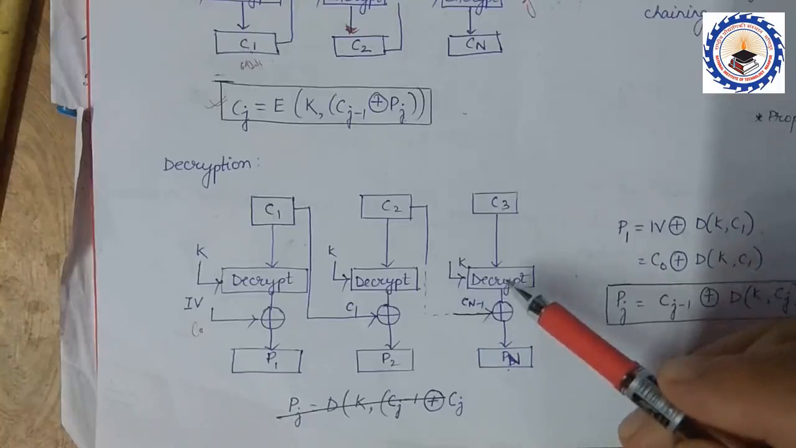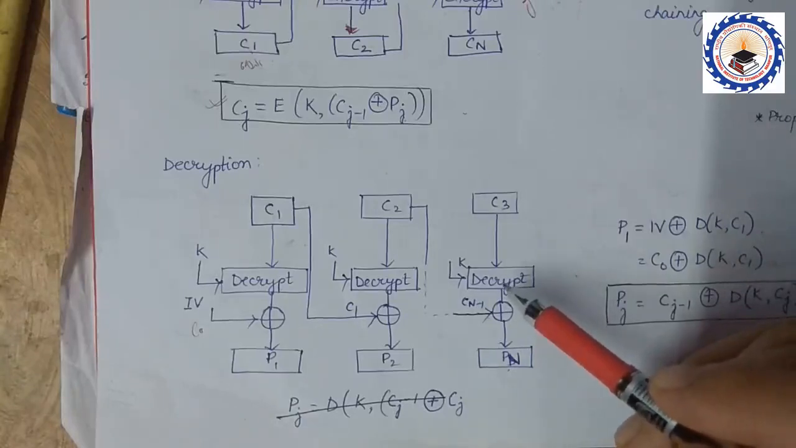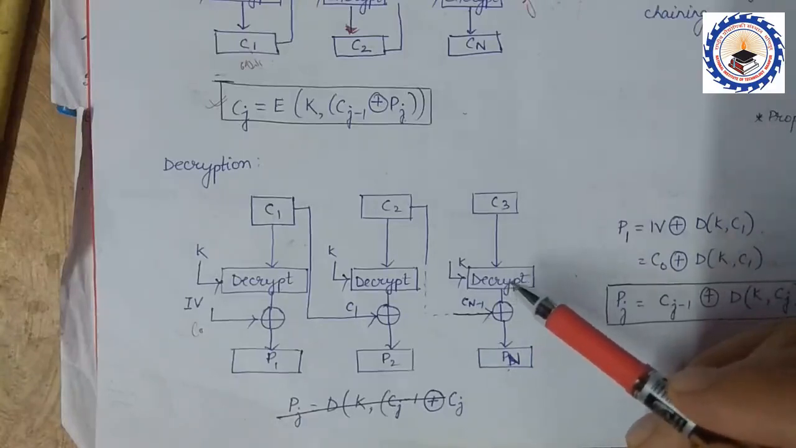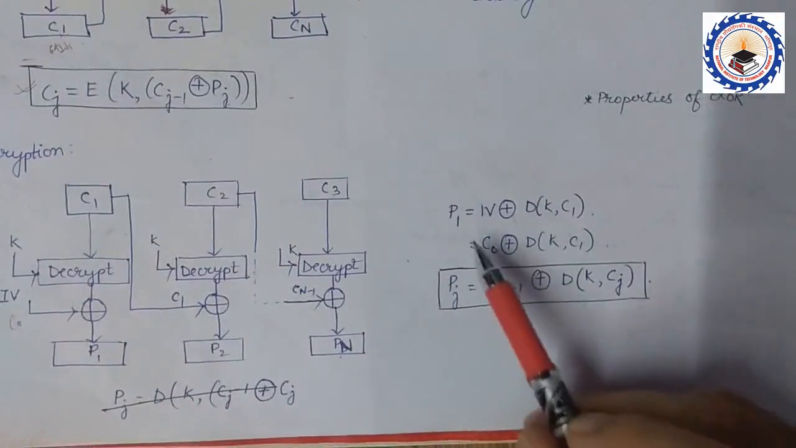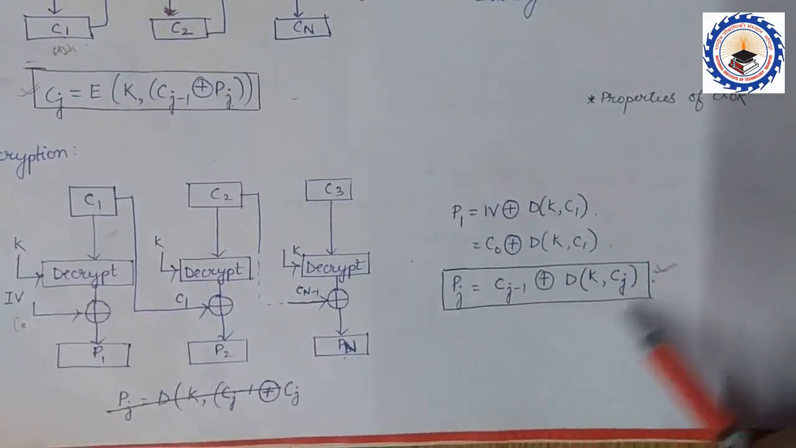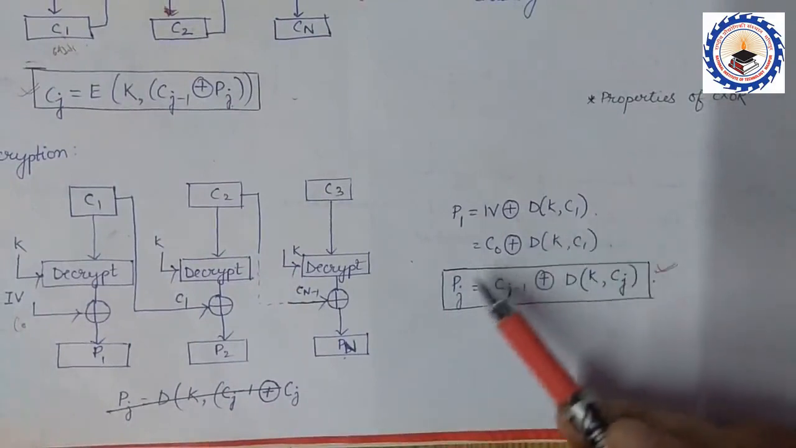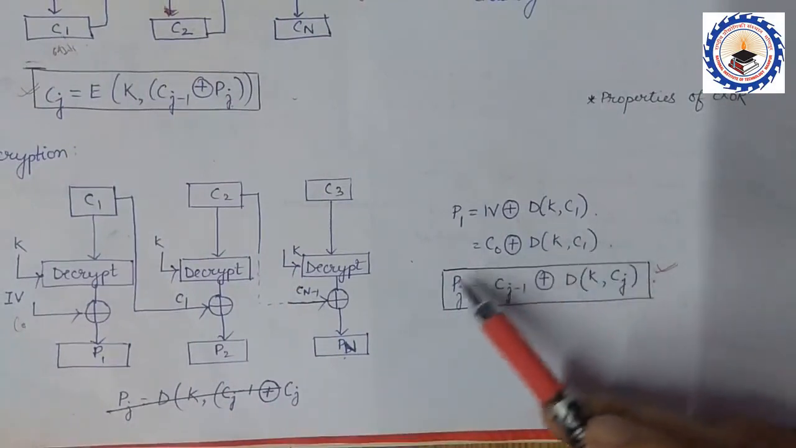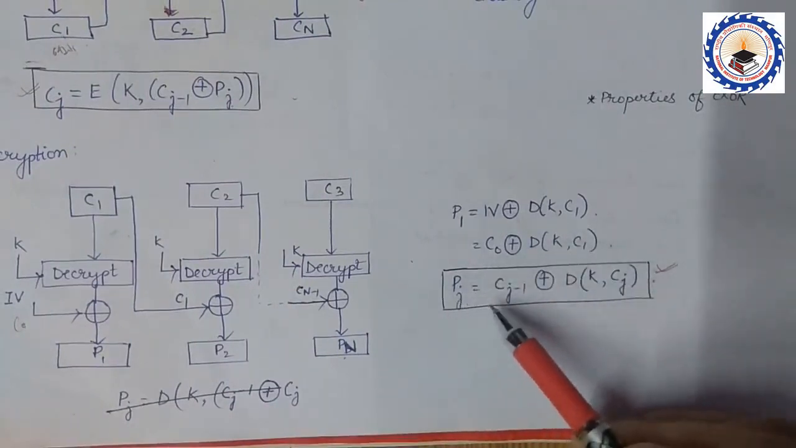So modern cryptography techniques will use any one of these methods. It can be the electronic code book, it can be the chaining mode, or it can be the other modes that we will be doing in the next steps. If you want to write the formulas for the decryption part, you can follow this procedure, and this is how you get the plain text, the j-th plain text in general.